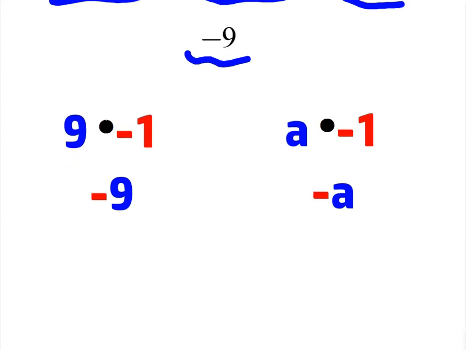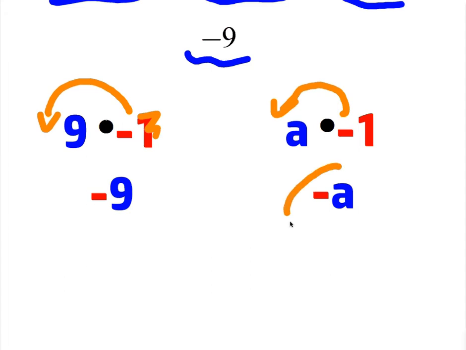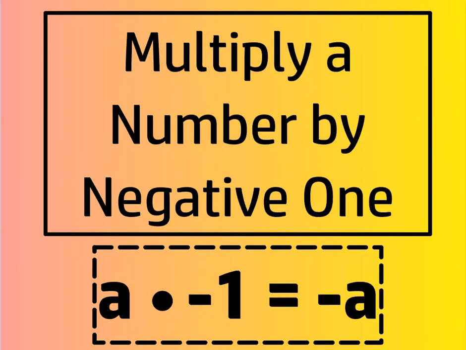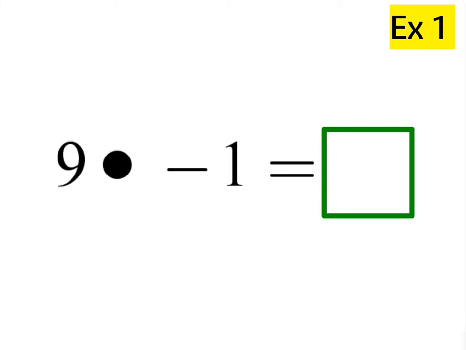And so if we look at the 9 times -1, that's actually kind of what we're doing. We're just taking the negative and scratching the 1 away and putting it behind the 9, and the same goes for any number. You just put the negative out front and you get -a. So that's what happens when you multiply a number by -1. You get the negative of that number.